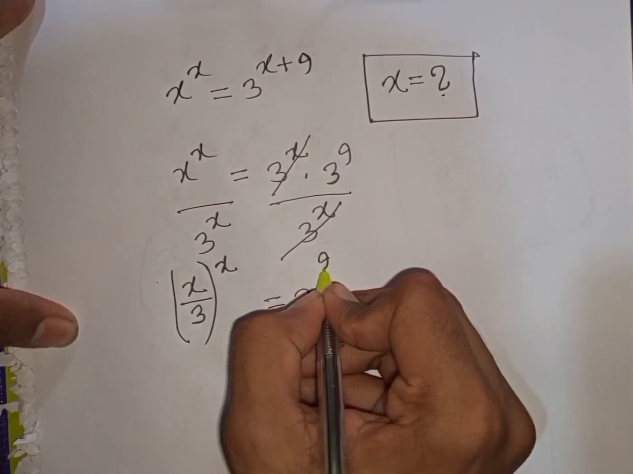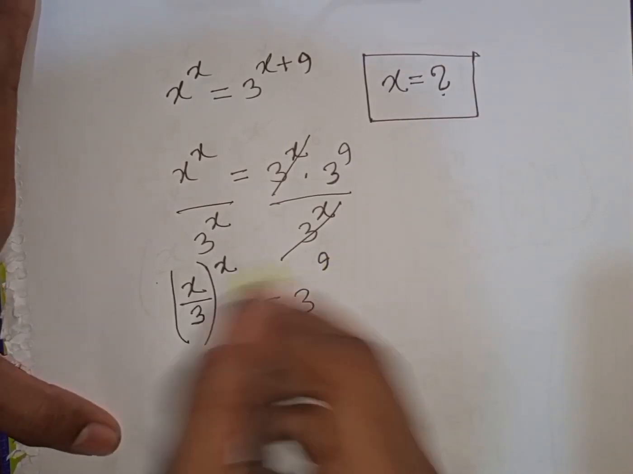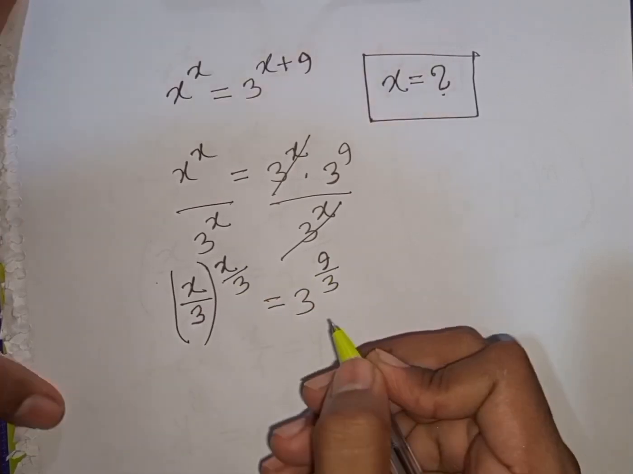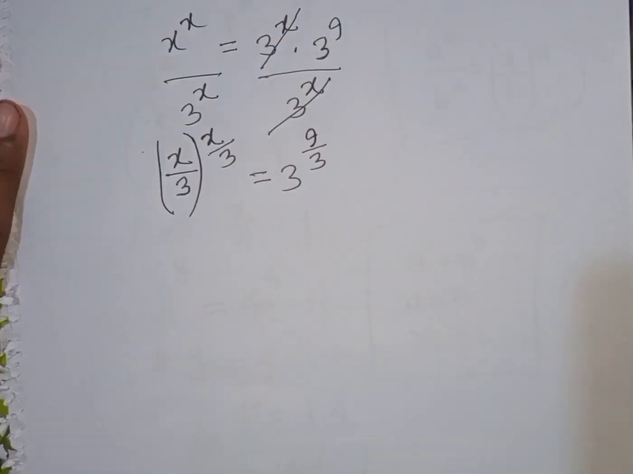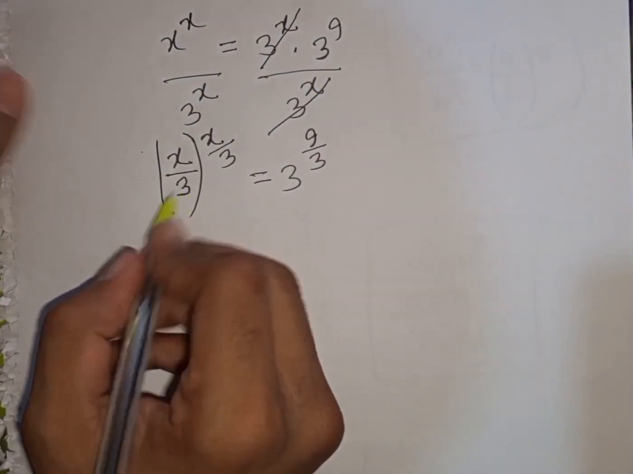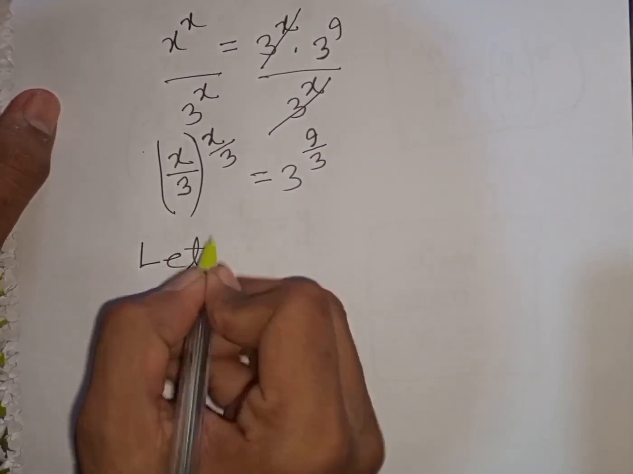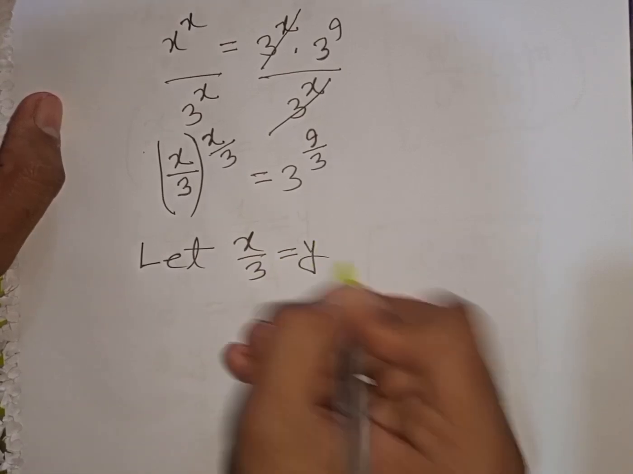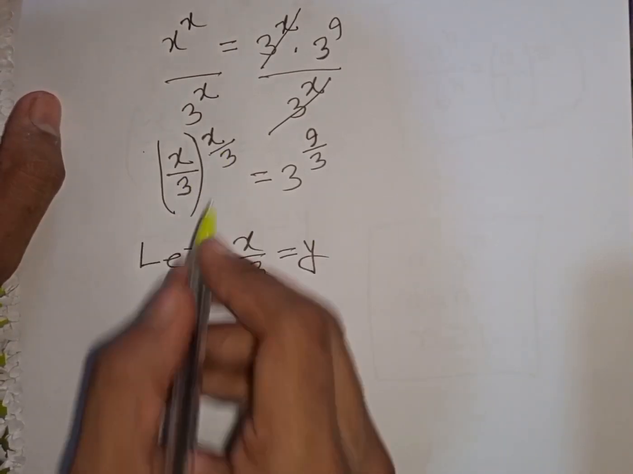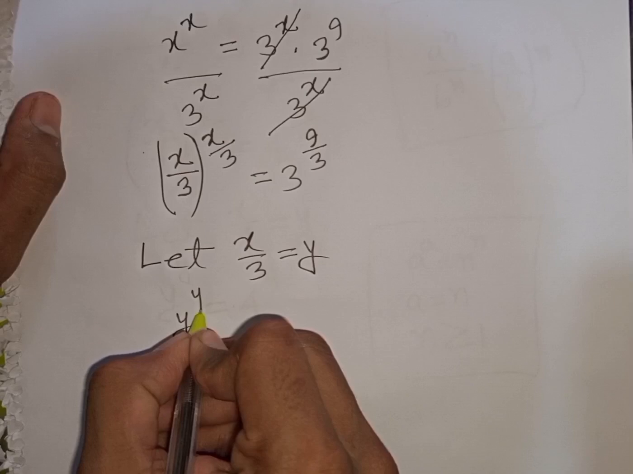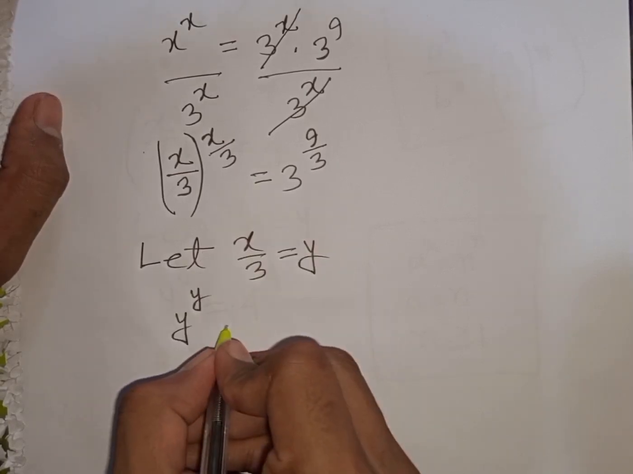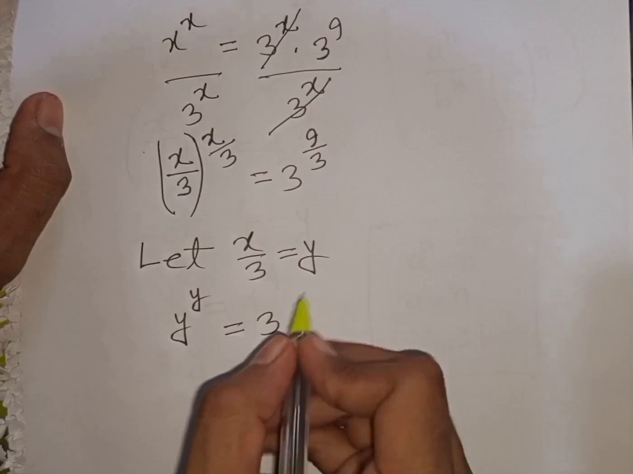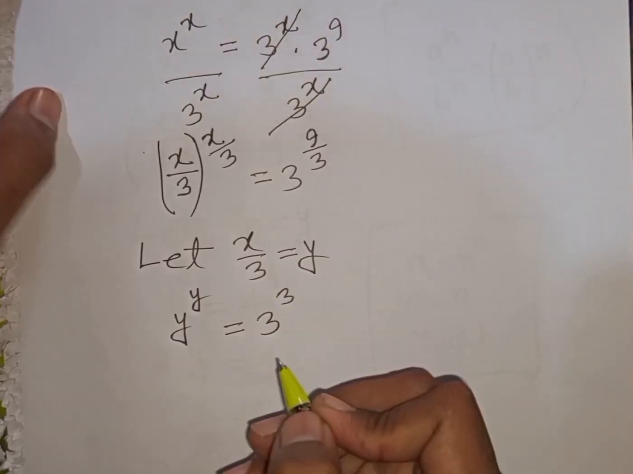Now we divide the powers by 3 on both sides. Now let x/3 be substituted by y, so our equation will be y^y is equal to 3^(9/3), that means it will be 3^3.